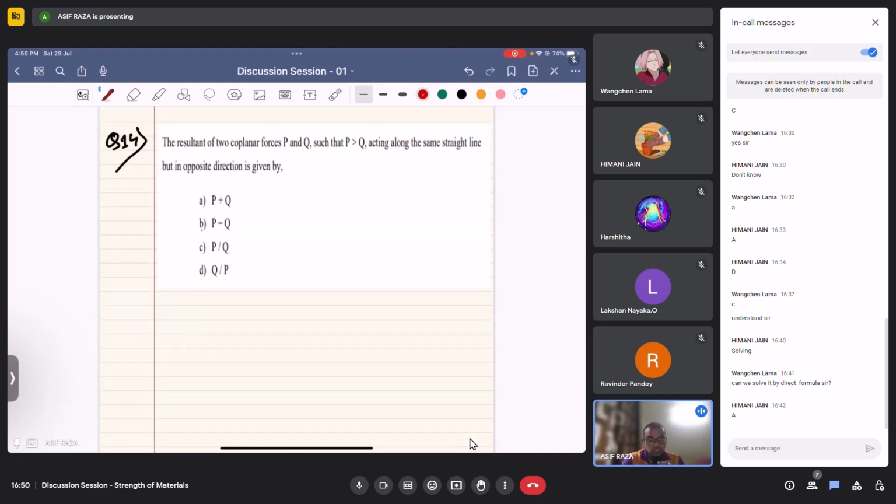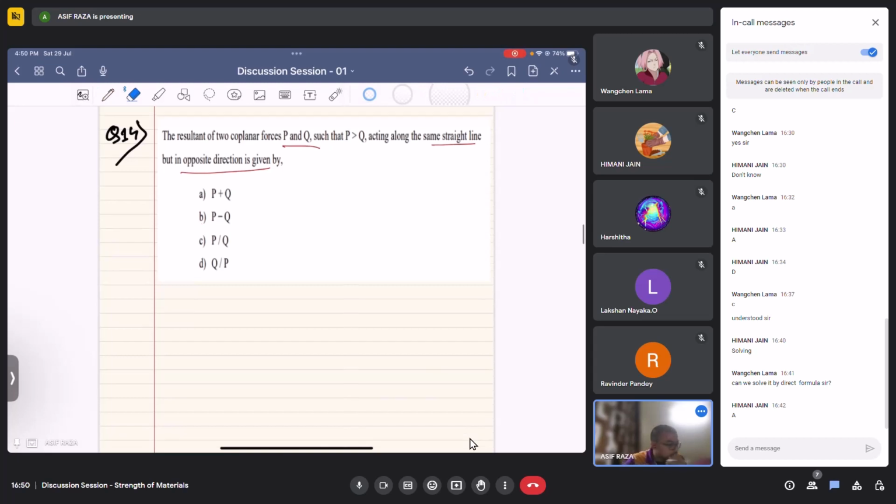Question number 14: the resultant of two coplanar forces P and Q, such that P is greater than Q, acting along the same straight line but in opposite direction, is given by. It's quite easy. If you cannot say directly, we have also solved using the parallelogram theorem, so you can try applying that also. So what do you think, what is the answer? I'll give you guys time.